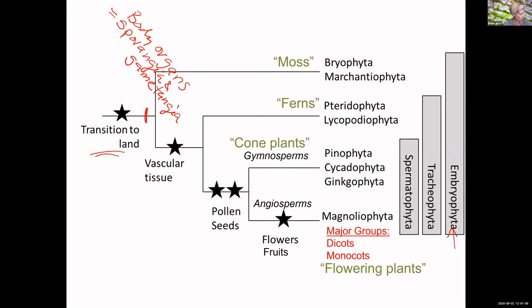The second important apomorphy for the embryophytes is the embryo. So the embryo grows attached to or on the gametophyte. So the embryo is of the sporophyte. And so there's actually a connection that's essentially the same thing as a placenta in between the growing sporophyte embryo and its parent, the gametophyte.